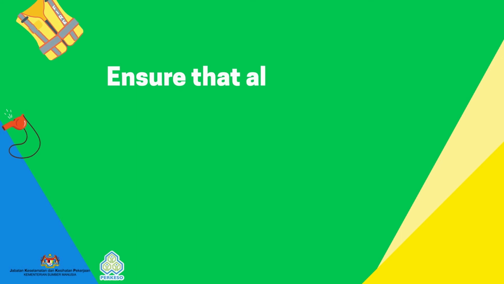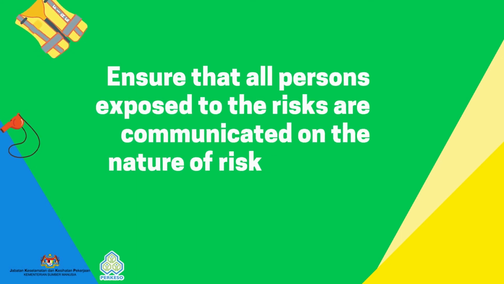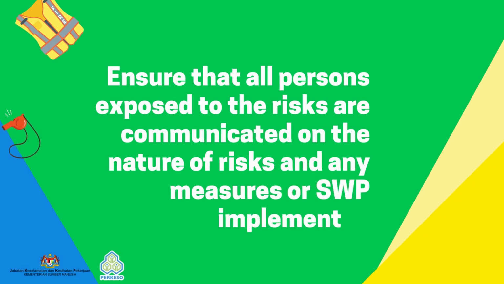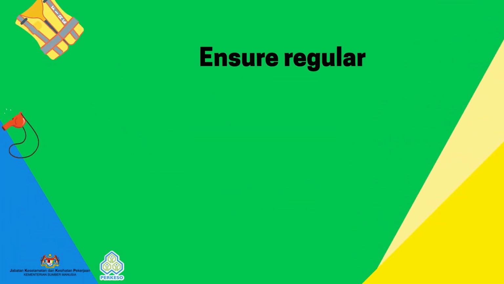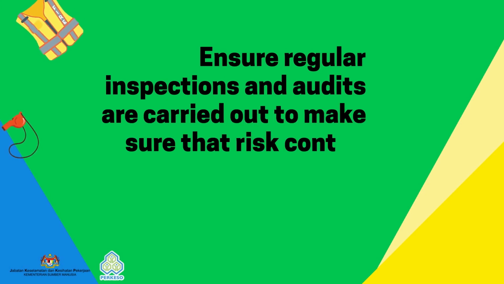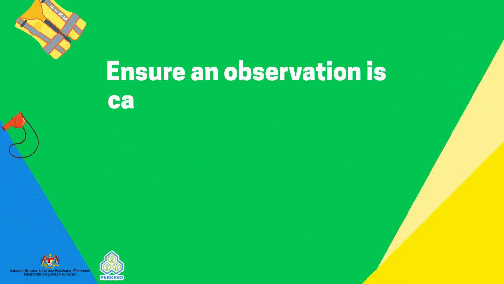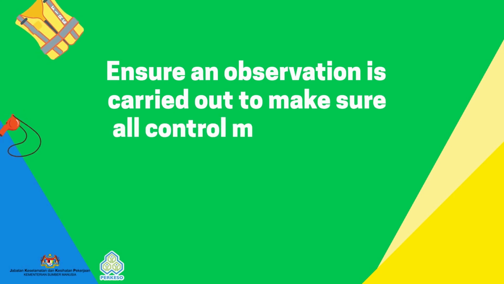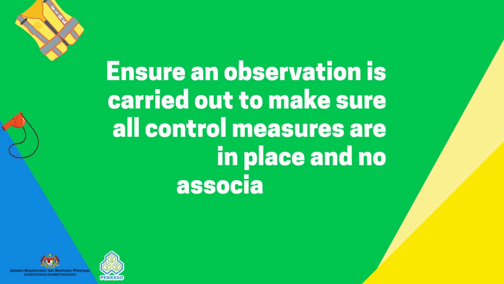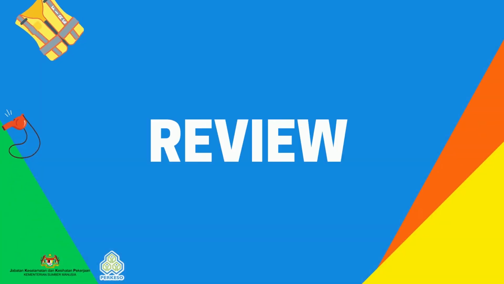Ensure that all persons exposed to the risks are informed of the nature of the risks and any measures or SWP implemented. Ensure regular inspections and audits are carried out to make sure that risk control measures implemented are functioning effectively. Ensure an observation is carried out to make sure all control measures are in place and no associated hazard is exposed to employees.